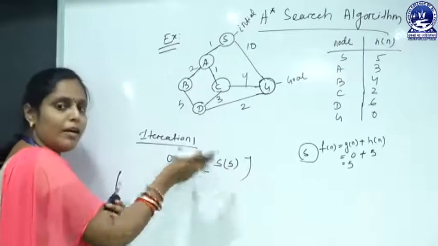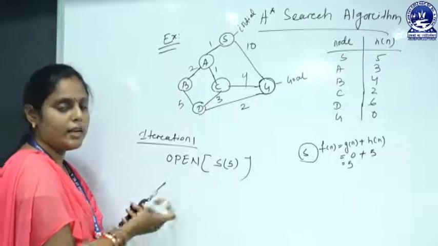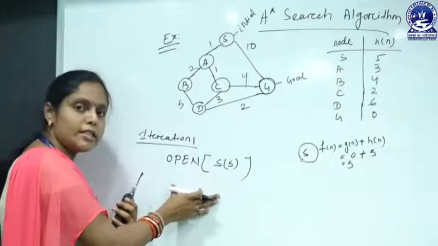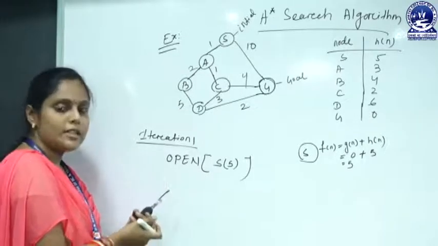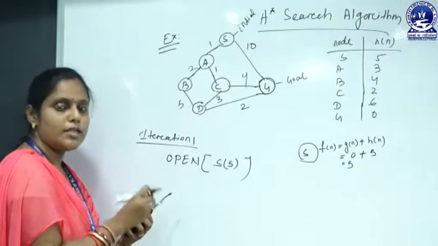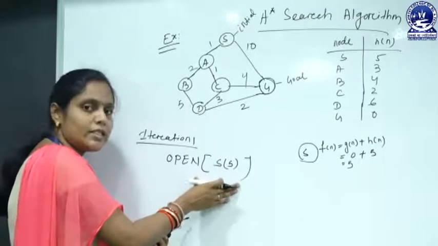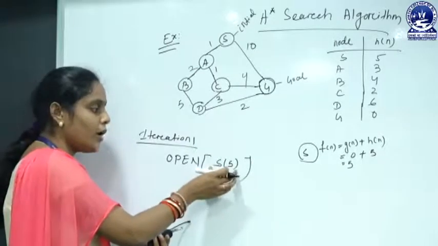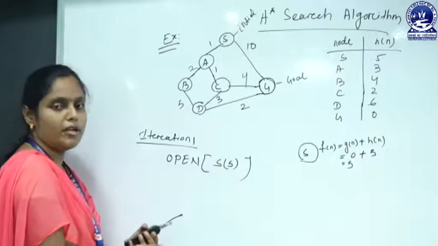After placing the initial node into our open list, the second step says that you check whether this open list is empty or not. Here our open list is not empty. That means we go to step 3. Step 3 says that you select a node from the open list which has the minimum cost evaluation function. Here our open list contains only one node. That means from our open list we select this node S, whose evaluation function value is 5.